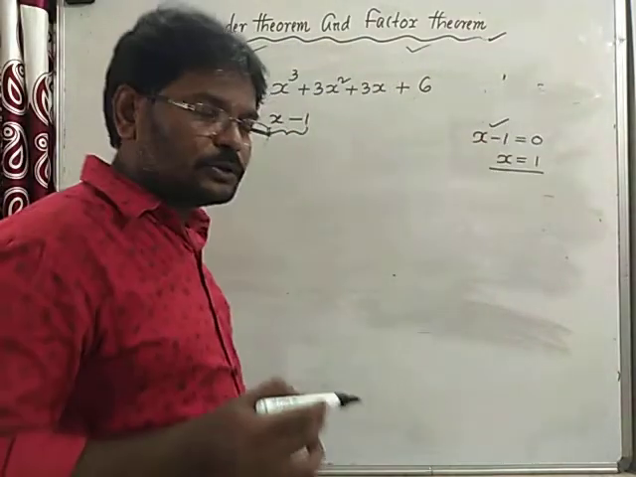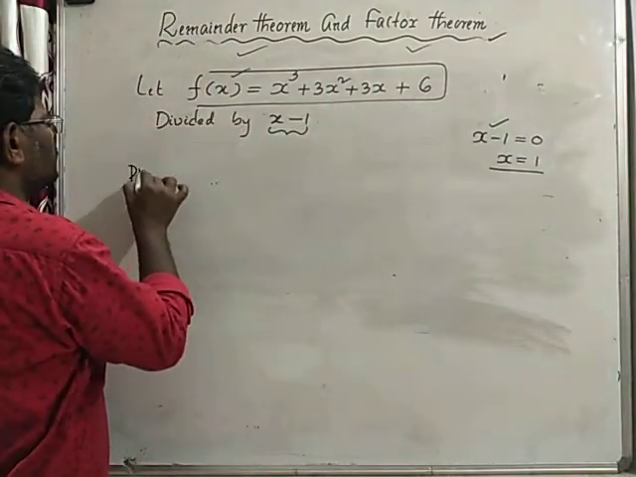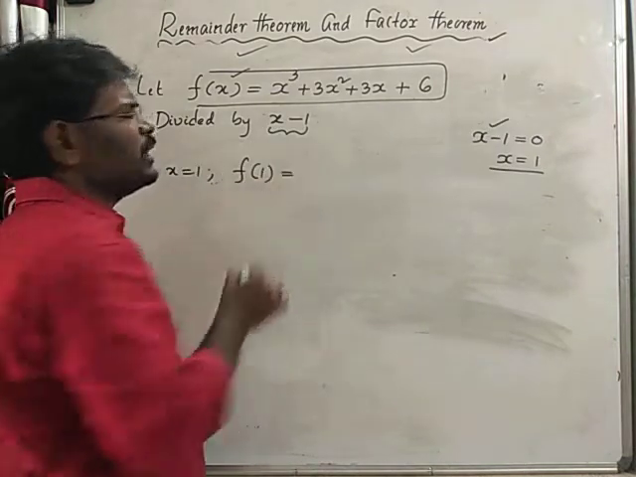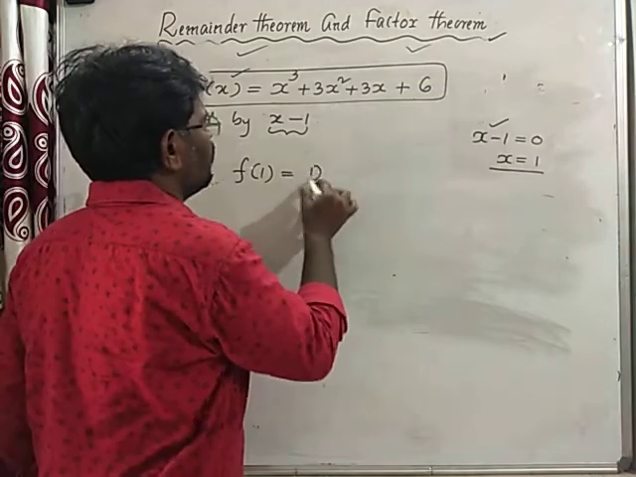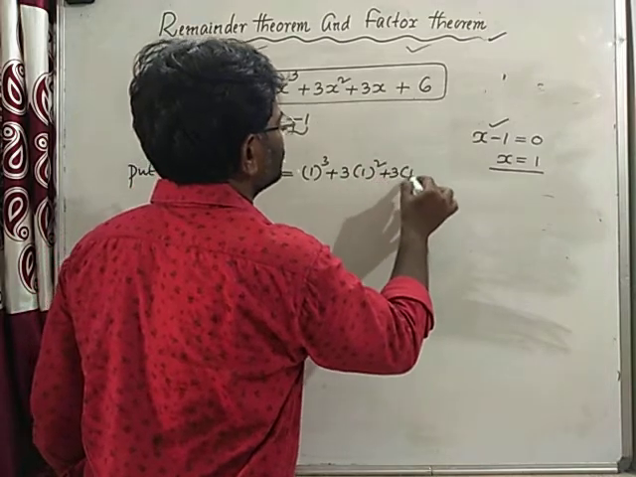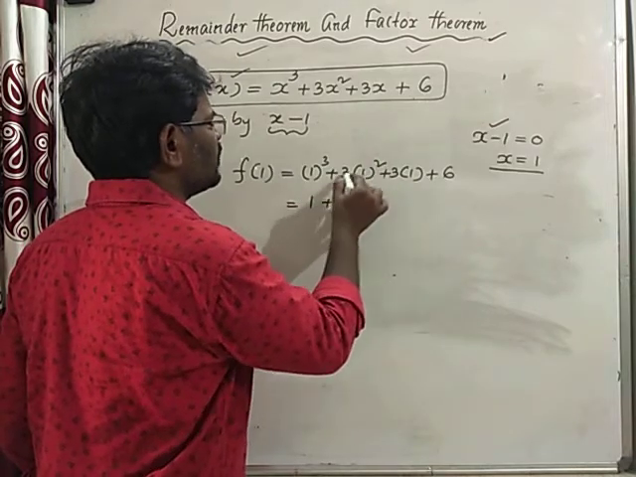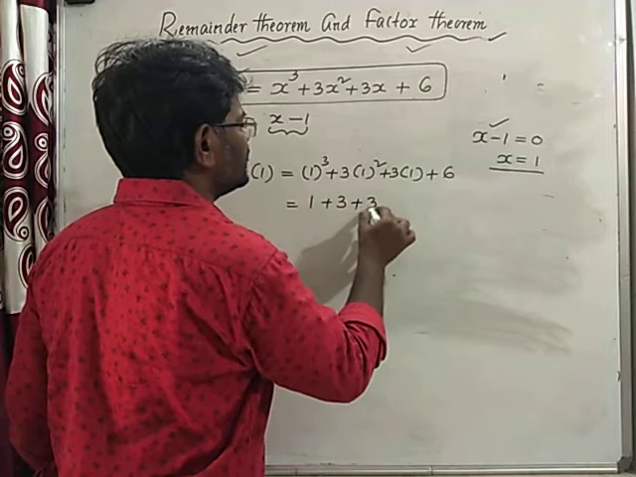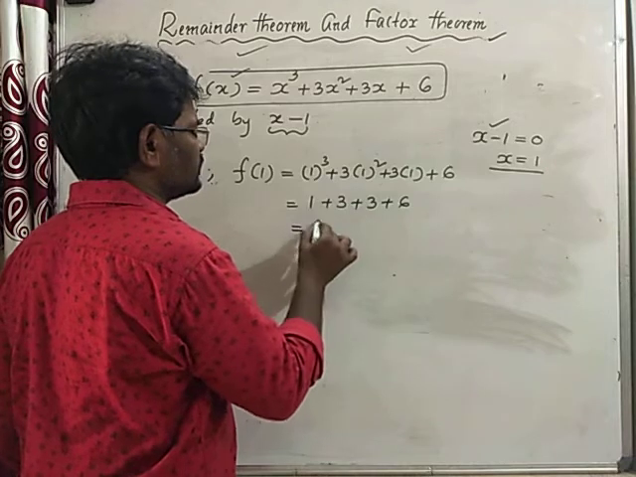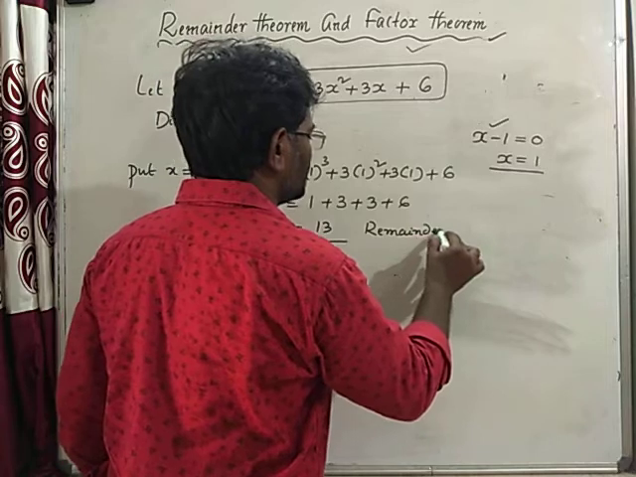So now we substitute x is equal to 1 in this expression. Put x is equal to 1. So that is f of 1, the value of the polynomial. What? 1 cube plus 3 into 1 square plus 3 into 1 plus 6. 1 cube is 1. 1 square is 1. 3 ones are 3, plus 6. Observe that 3, 3, 6, 6, 6, 12, plus 1, 13. This is what? Our remainder or not? Remainder.